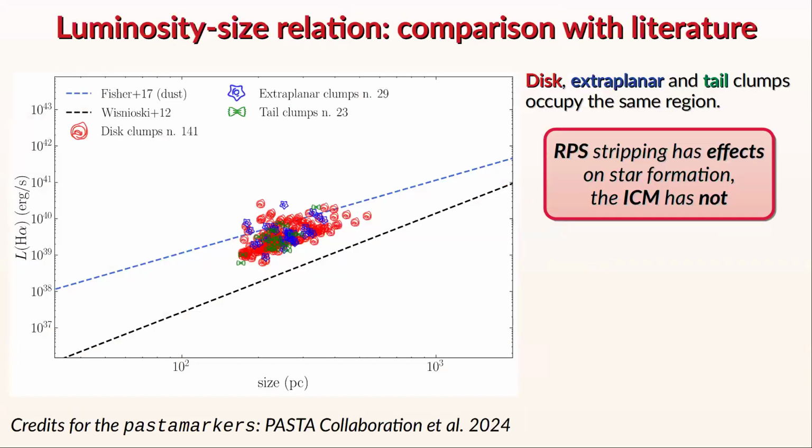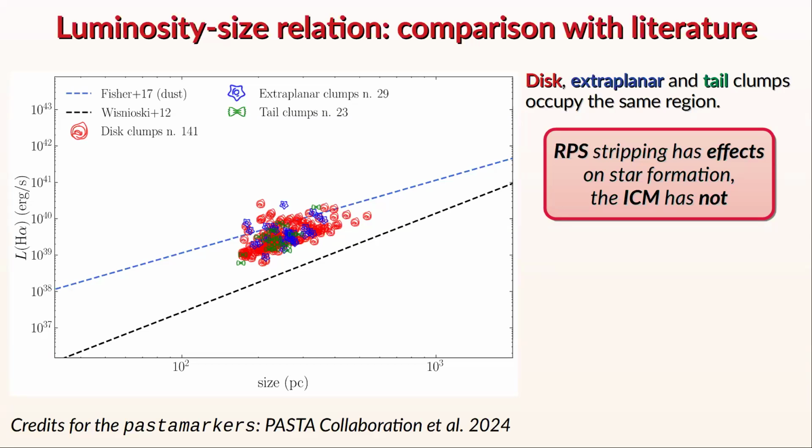So this is not the plot that is published. I have upgraded it using the PASTA markers released on the 1st of April by the PASTA collaboration. So again, you can see that the clumps are much smaller now, again 15% of the whole sample. And they're again divided in categories: red for the disk, blue for the extraplanar, and green for the tail region.